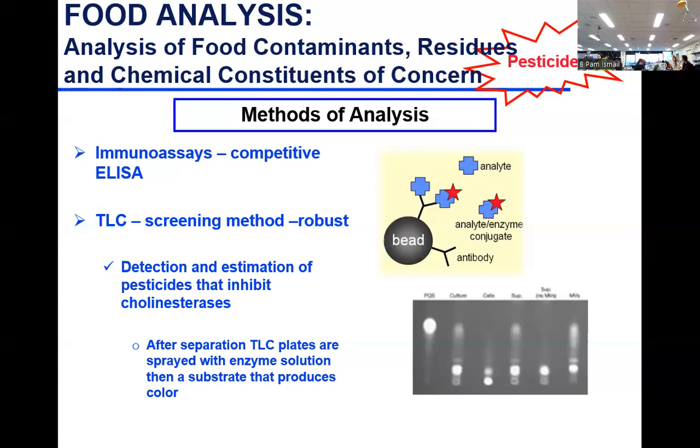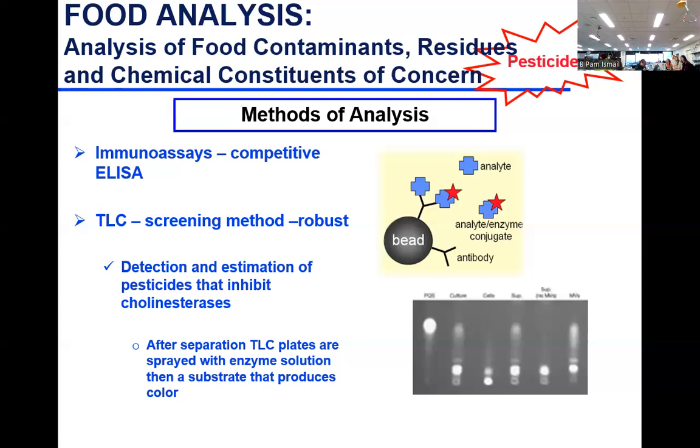Competitive, because pesticides are very, very small molecules. They don't have more than one epitope, so it cannot be sandwiched by two antibodies. Large molecules will have multiple epitopes, so you can link two antibodies to them. But very small ones, you have to remember them. Very small ones can have only one epitope.